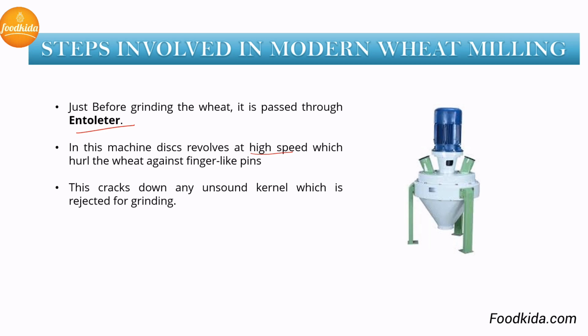So in this step, finally, if any undesirable kernel or any other material is left along with the wheat which is not fit for grinding, it is removed by the entoleter before entering the grinding step.